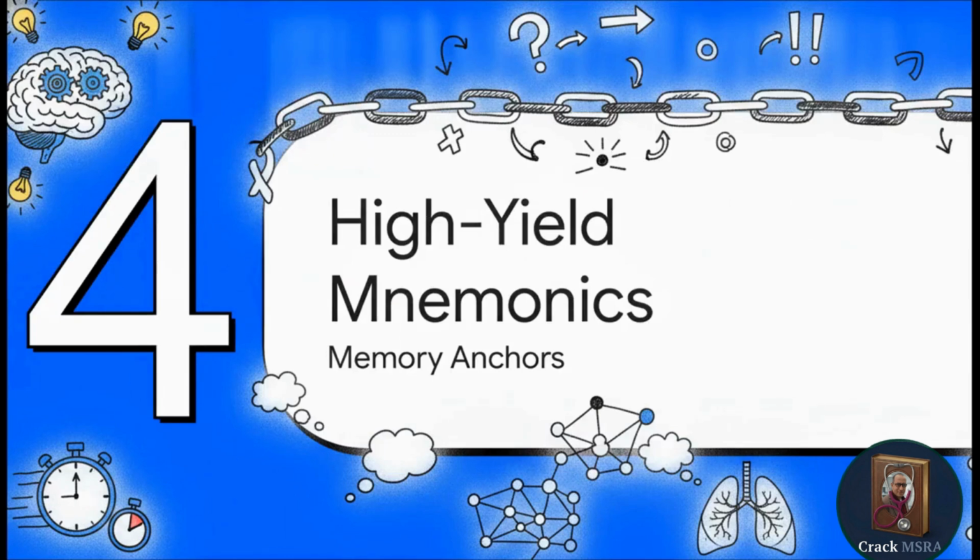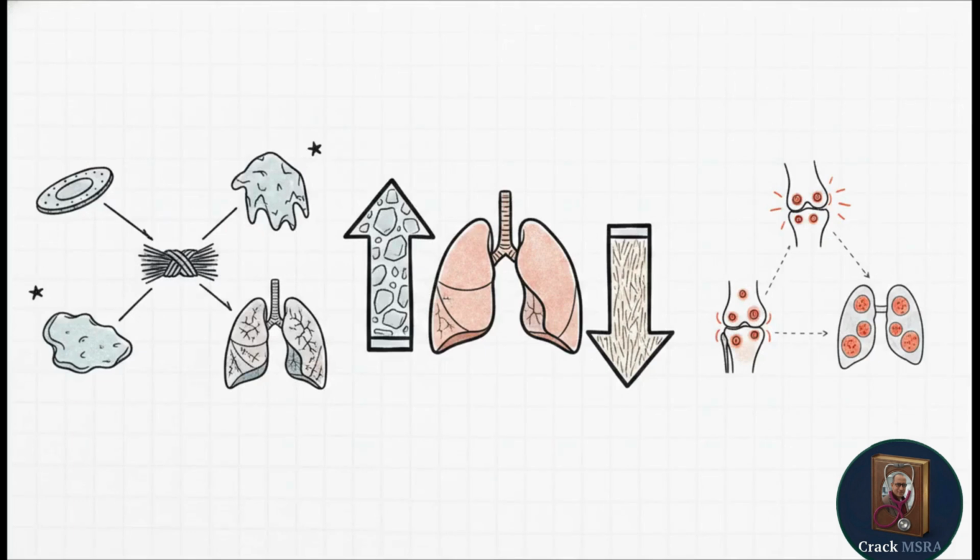Moving right into section 4, high-yield mnemonics, because rapid recall is the name of the game for your exams. Lock these memory anchors in for test day, guys. For the spectrum of asbestos disease, just use PLAM: plaques, lung cancer, asbestosis, mesothelioma. For your zonal rules, it's simple: silica up, asbestos down. And for the Lofgren syndrome triad, just think of the name BA: bilateral hilar lymphadenopathy, erythema nodosum, and arthralgia. Commit these to memory, and you're going to save yourself precious, precious minutes during the exam.